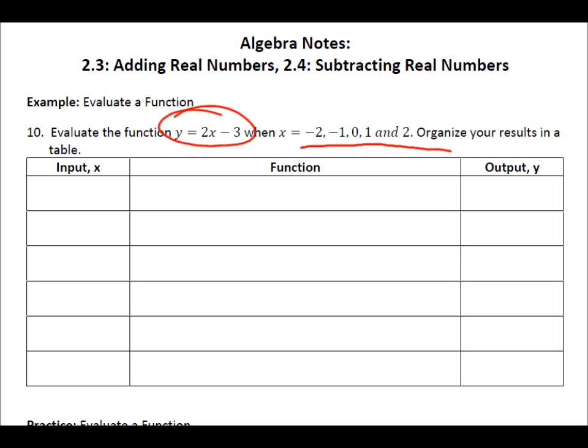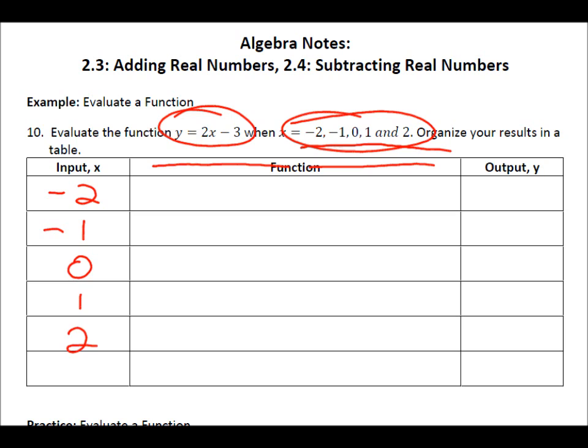This is set up a little bit different just so you can show your work in this space here, but it's the same idea. It tells us what numbers to use for our inputs or our x's. So we use -2, -1, 0, 1, and 2. Okay. And we're going to do the same thing. Remember, these are our x's. So we're going to plug these numbers into our equation for x. We're going to take out x, and we're going to put in what x equals.